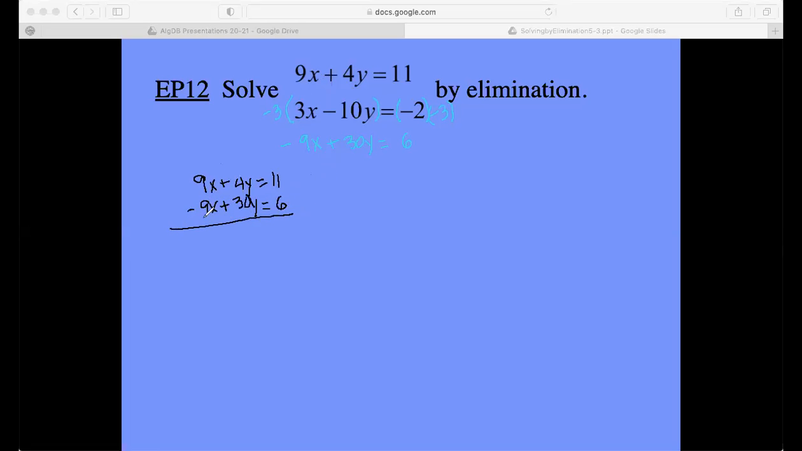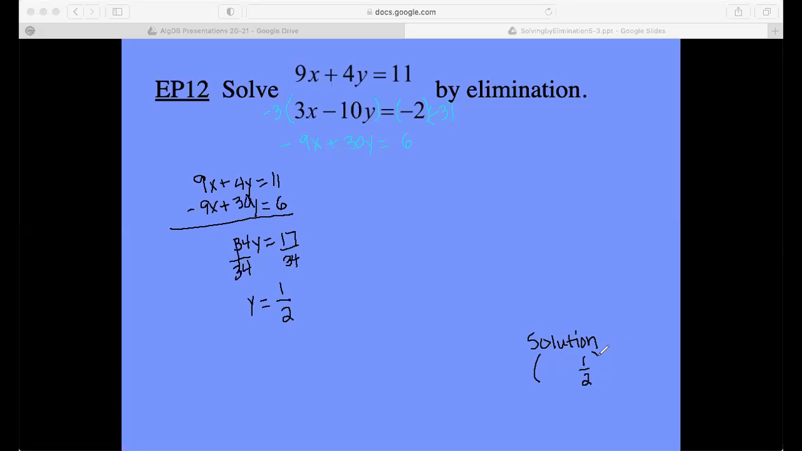My x terms will cancel because they're opposites. So 4 plus 30 is 34y. And 11 plus 6 is 17. So I'm going to divide both sides by 34. And I get that y is equal to, and notice, this time the top is smaller than the bottom, but 17 goes into 34 2 times. So this fraction reduces to 1/2. And that's the y value of my solution. So I'm going to write that down. I know my y is 1/2.